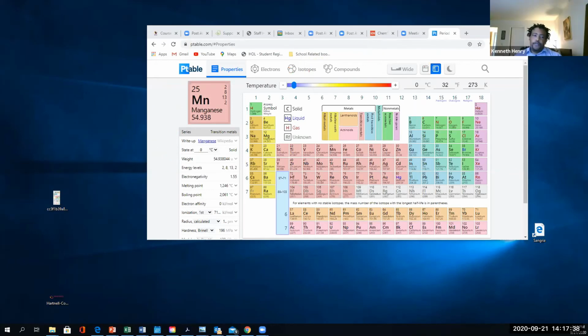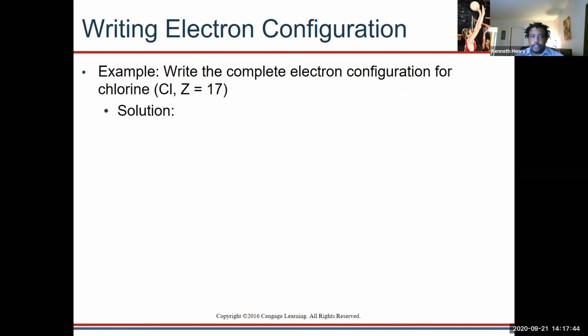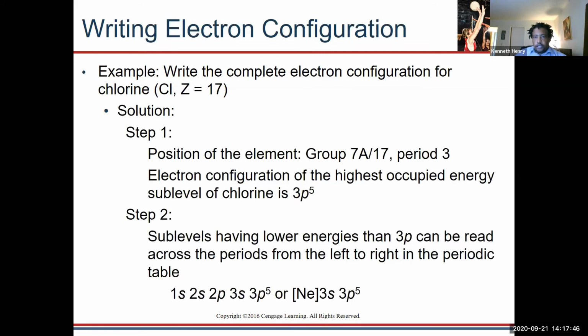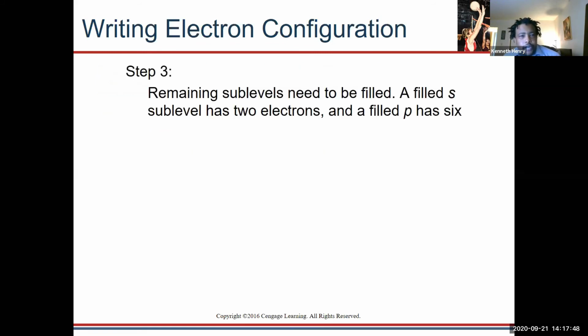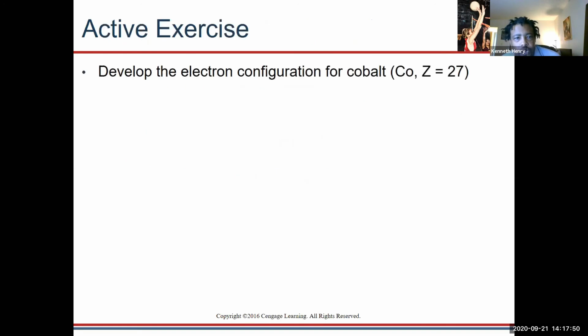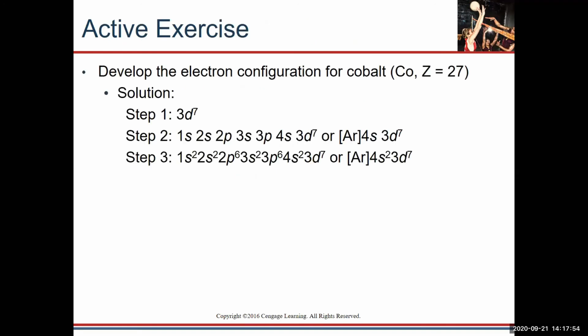Okay, so let's move on. Yeah, 15 minutes. I think we're gonna finish this chapter. Okay, so you guys feeling pretty comfortable with electron configuration overall? Yeah, no, maybe? Yes. Yes, sir.